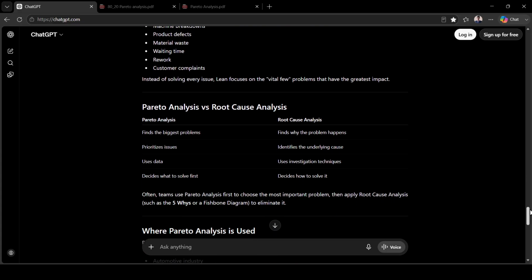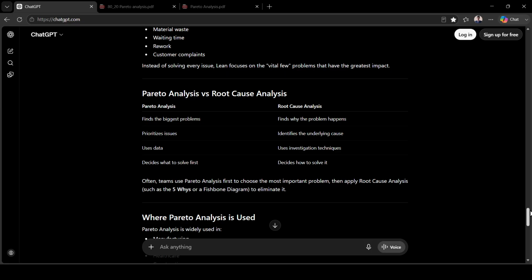Then Pareto analysis versus root cause. Pareto analysis finds the biggest problem. Root cause finds why the problem happens. Pareto prioritizes issues and decides what to solve first. Root cause identifies the underlying causes, uses data and investigation techniques, and decides how to solve it. So often teams use Pareto analysis first to choose the most important problems, then apply root cause analysis, such as the five whys or fishbone diagram, to eliminate it.